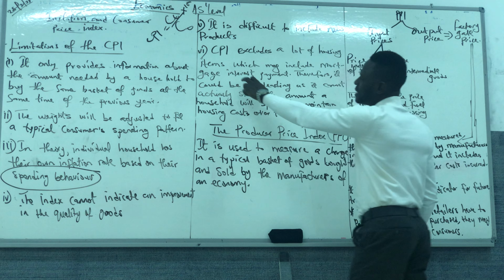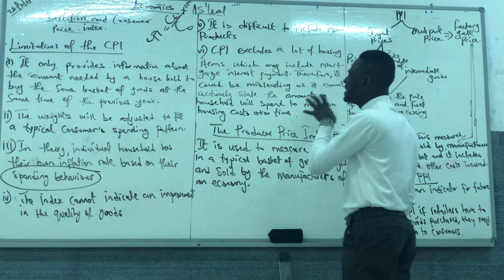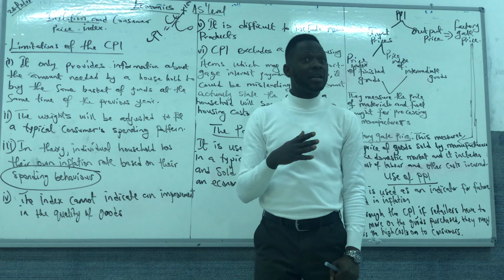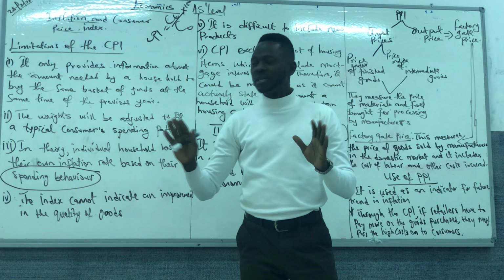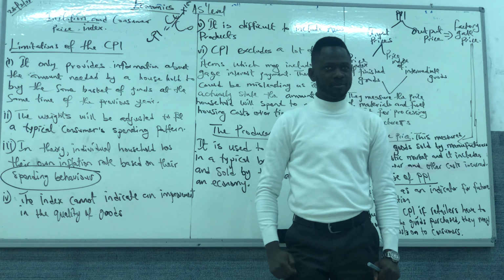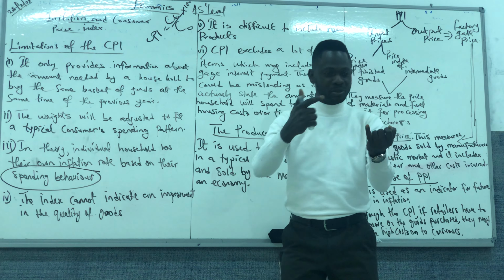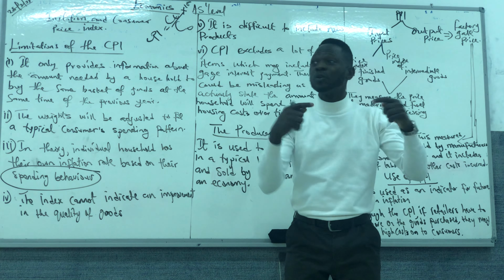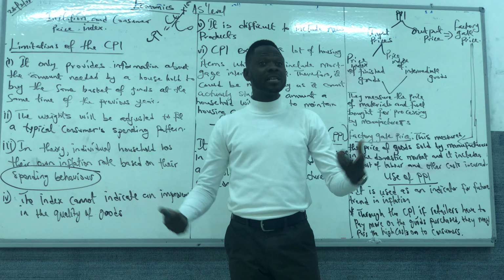CPI excludes a lot of house items, which may include mortgage interest payment. Therefore, it will be misleading, as it cannot actually state the amount a household will spend to maintain housing costs. When we check this CPI, we're going to have food and other items, like we had it yesterday, right? Using your CPI, it doesn't talk about the amount individuals spend on housing. Because housing is wide. When you talk about housing, you talk about furniture, you talk about fitting, you talk about a lot of things. So you cannot put all those housing items in the CPI. As a result, it is misleading.